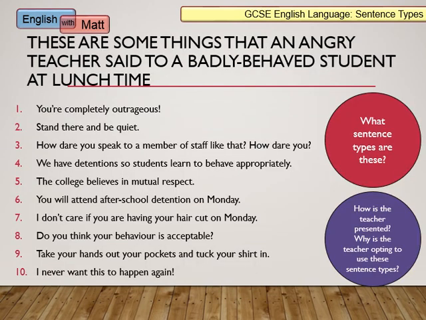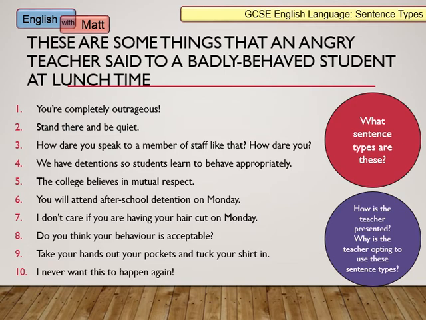Let's stay with the theme of school, and I want you to imagine that you overhear a conversation between a teacher and a badly behaved student in the corridor. The student has been misbehaving at lunchtime. And again, you can pause the video here and have a go at labelling all 10 sentence types. But as you're labelling as well, I want you to look at the purple circle there, bottom right.